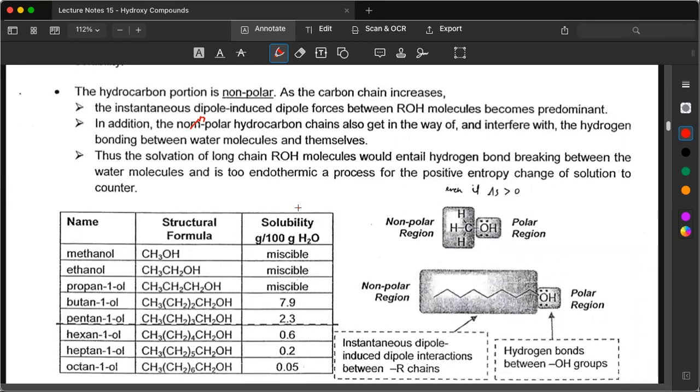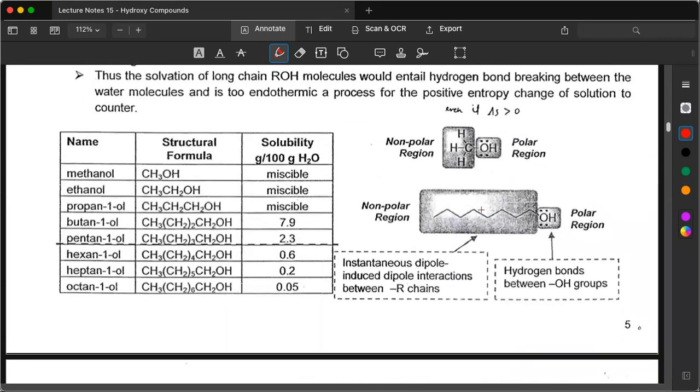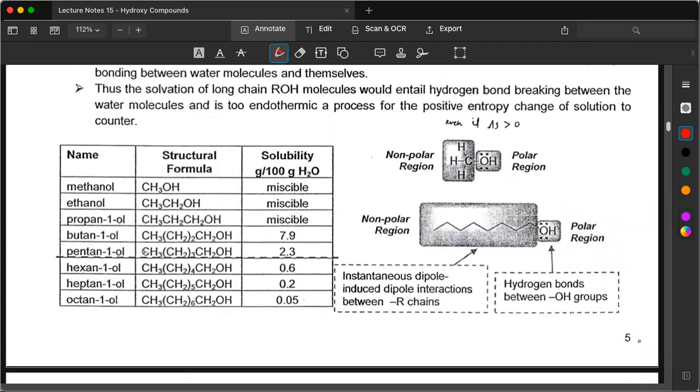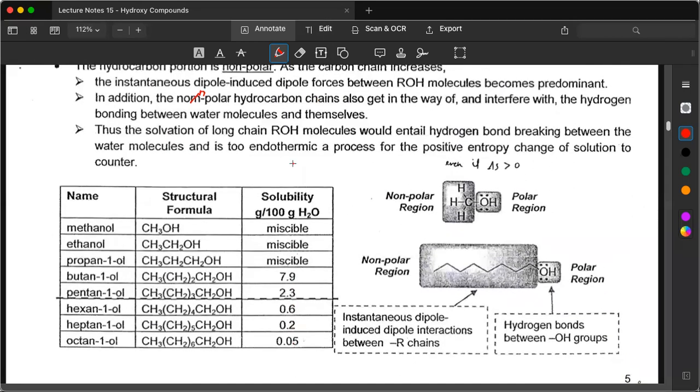So the solvation of long chain ROH molecules will entail hydrogen bond breaking between the water molecules, and it is too endothermic a process for the positive entropy change of solution to counter. Now, as you can see, with increased carbon chain, the solubility drops. And these are the reasons as discussed.